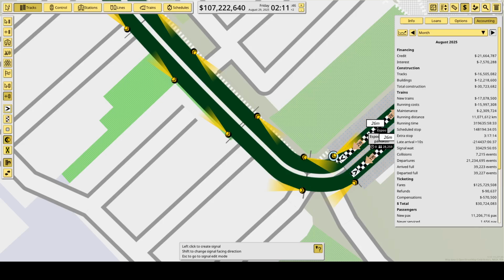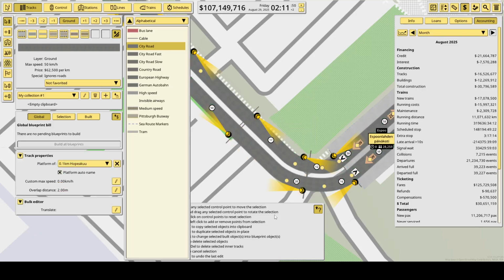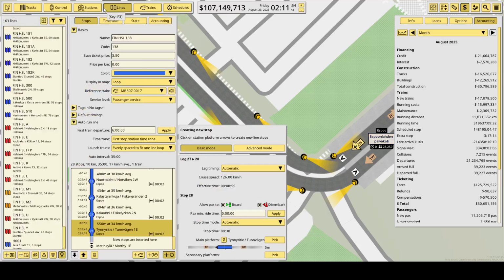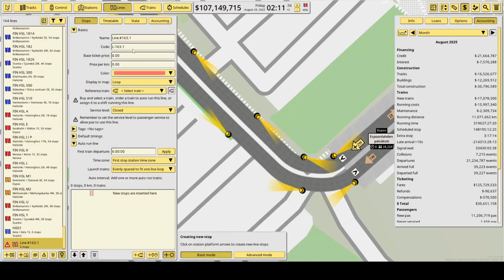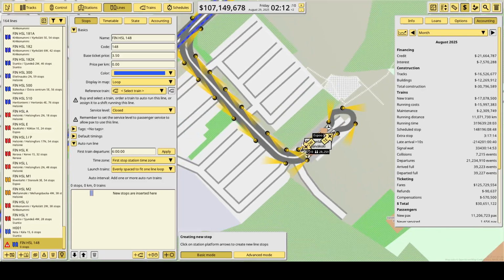There we go. Like I said, it's line 148, and that's what we'll be doing. So Fin 8 HSL 148. The traditional 3.5 euro fee will of course apply to this line, and that's it.